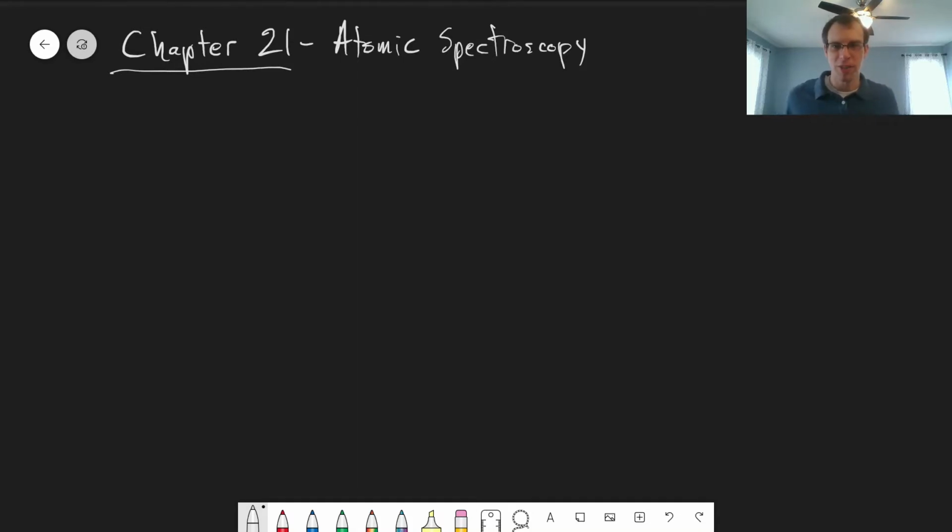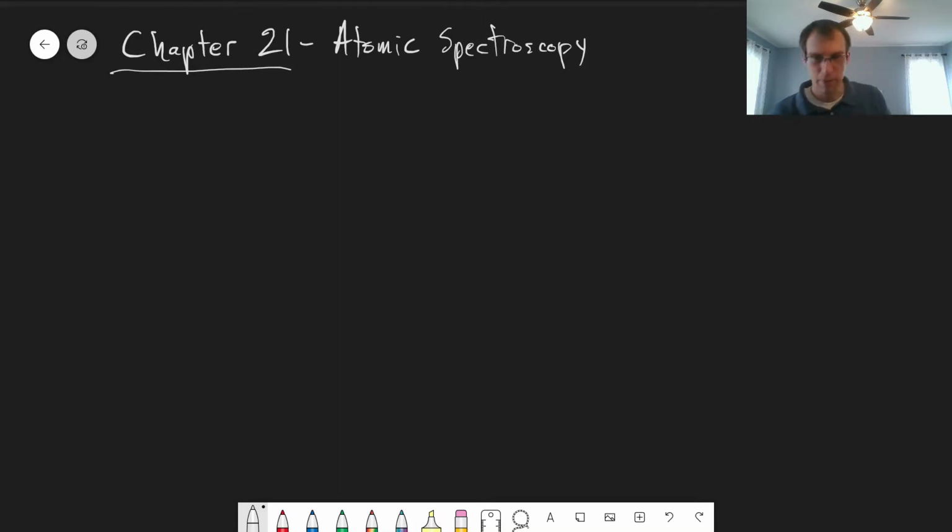So Chapter 21 is all about atomic spectroscopy, and there are several different ways we can do atomic spectroscopy. We'll be looking at atomic absorption spectroscopy, atomic emission spectroscopy, and even there's a possibility of doing fluorescence spectroscopy with atoms. And so this is a very common technique used in analytical chemistry.